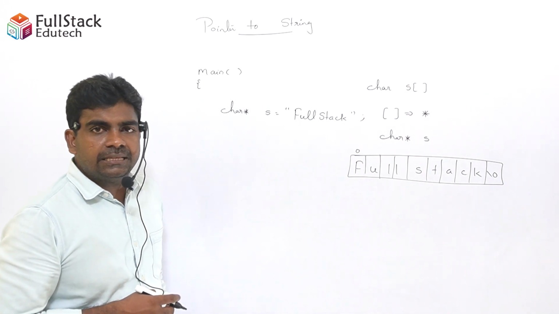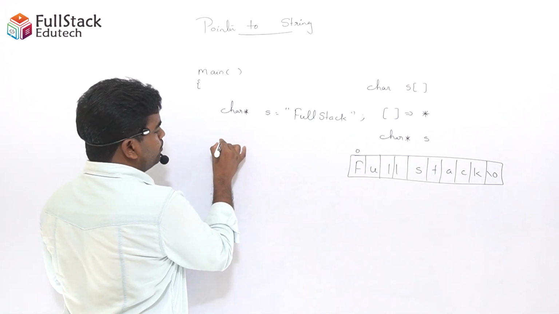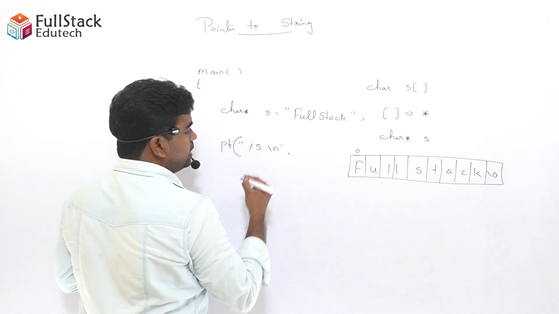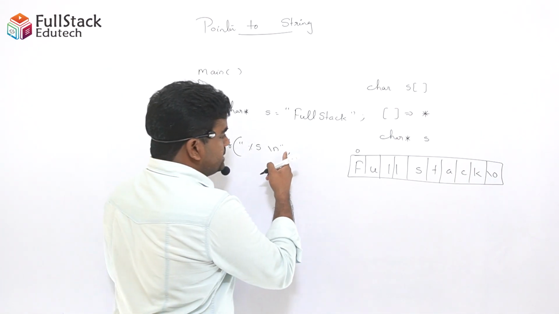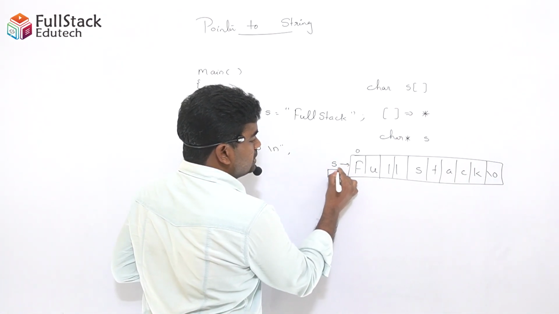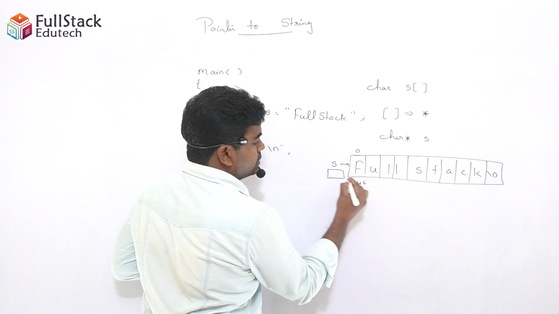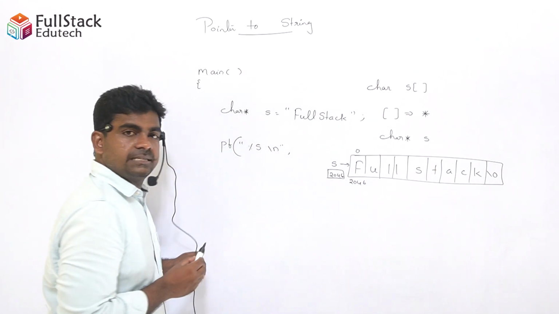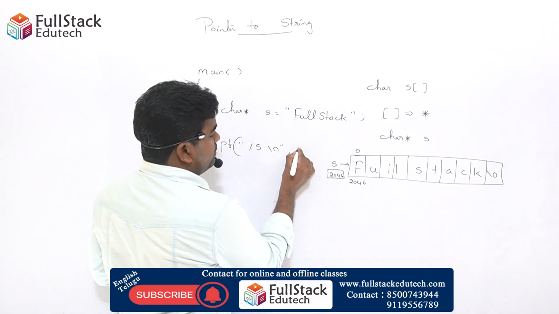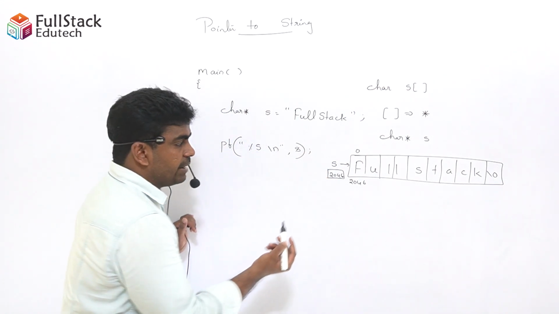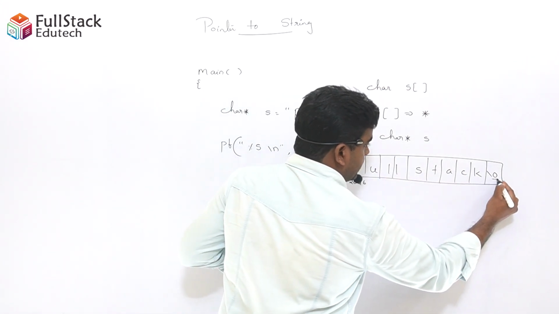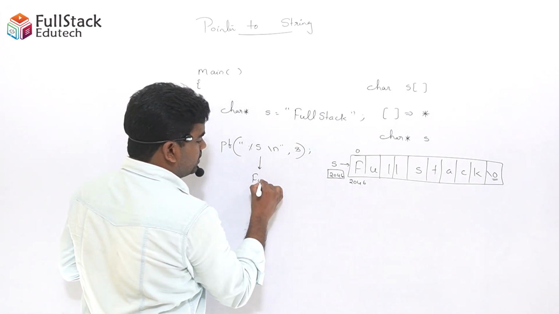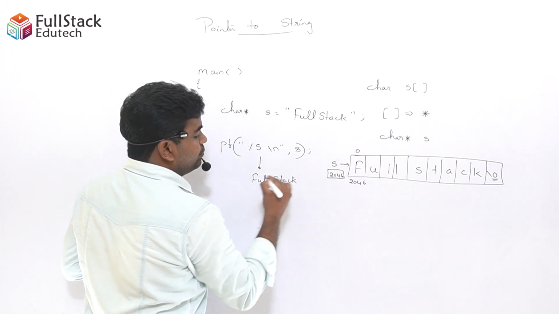Sir, how can we display the details? You know that, very simple. printf percentage s. Percentage s means what? Here, it is expecting the base address. s holds the base address only. Suppose 2046, that is the base address. Once you specify the base address, from the base address up to the null character, all characters will display. So the output will be full stack.